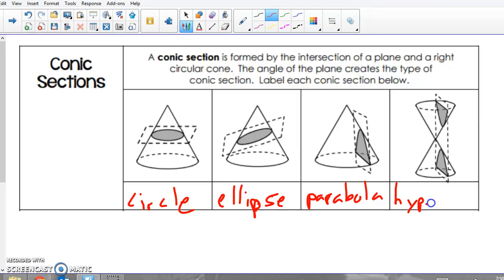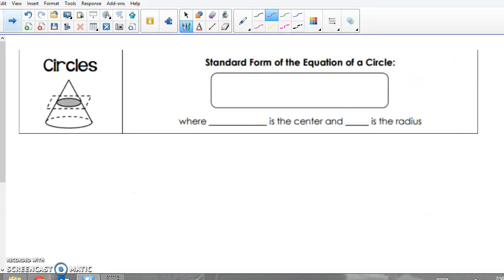Now, we're going to talk more about the hyperbola later on. We're actually going to talk about all these shapes. Today, we're specifically looking at a circle. Circles should be reviewed for you. It's a simple equation. It's x minus h squared plus y minus k squared equals r squared. Okay, h comma k is my center. Okay, and r is my radius.